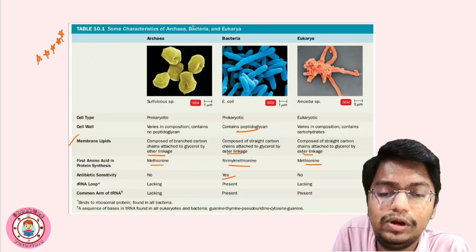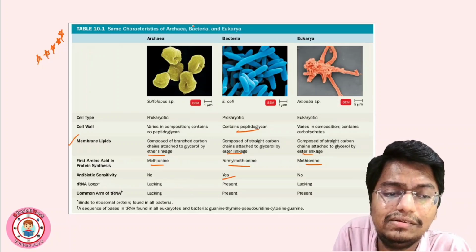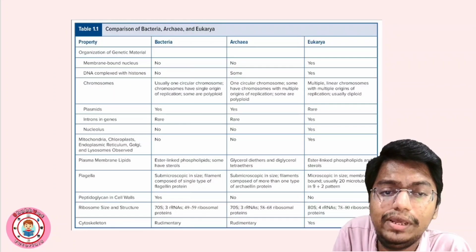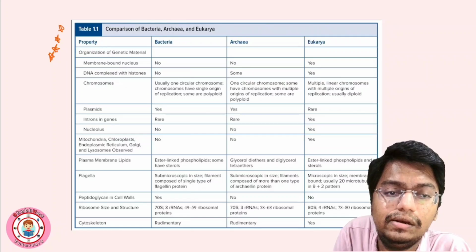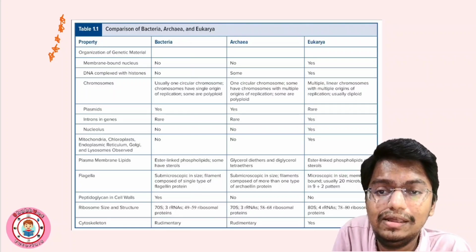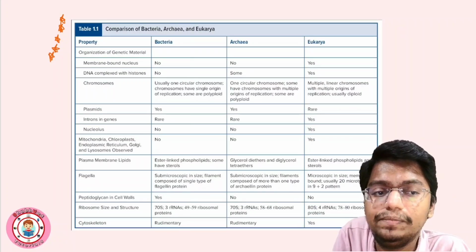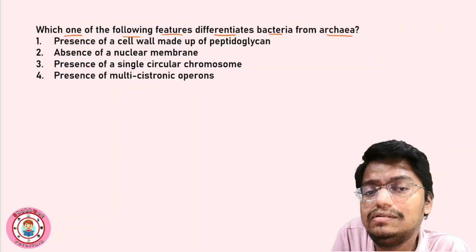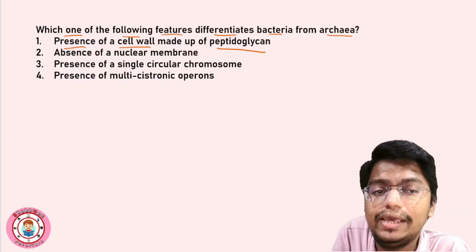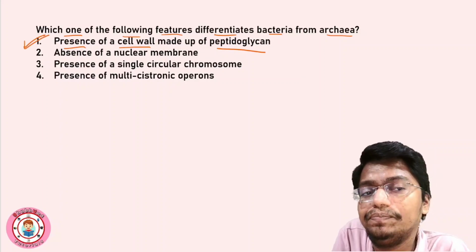Okay, what else? See the things, right? I will not extend. One more table. See, this is more detailed. Okay, so questions from these tables are asked many times, right? And this is very helpful. So now the answer: presence of a cell wall made up of peptidoglycan. Yes, the first option is the answer.